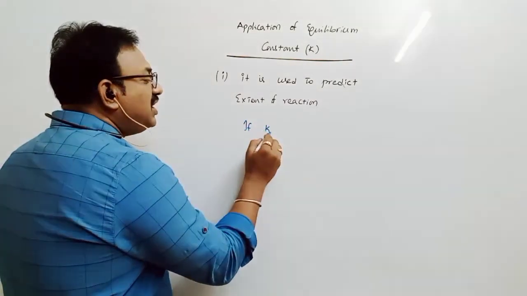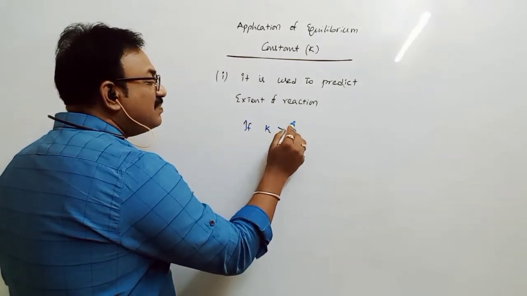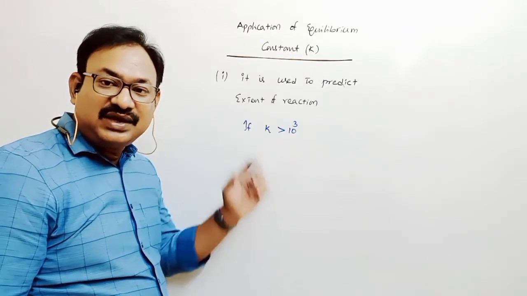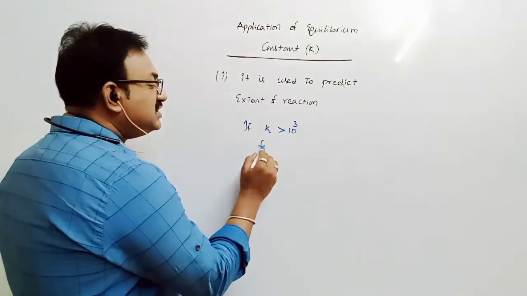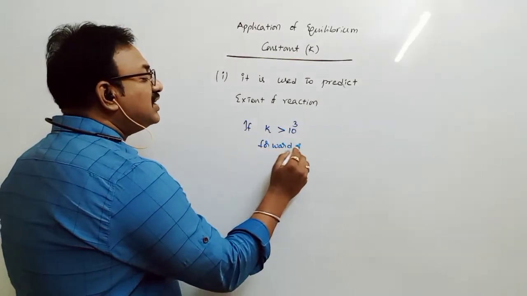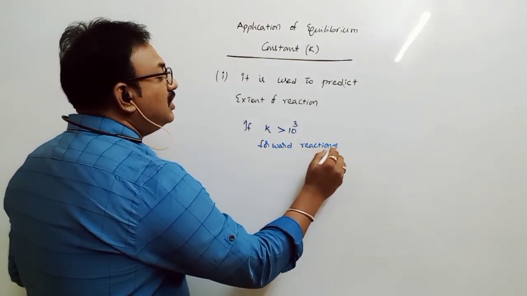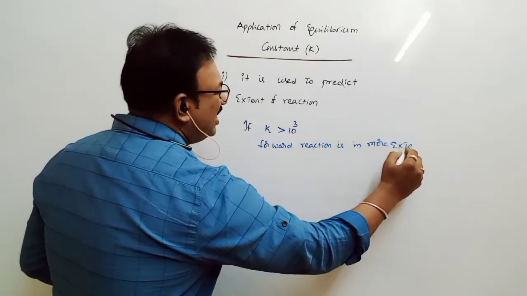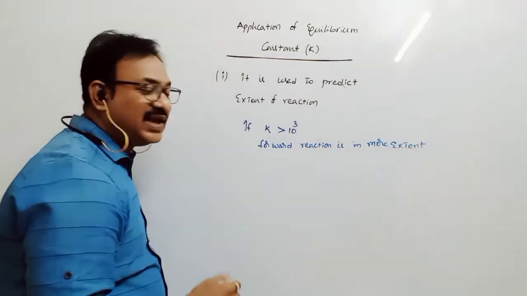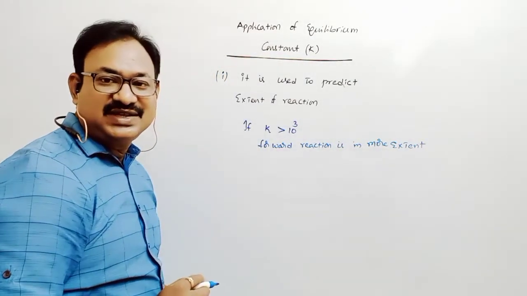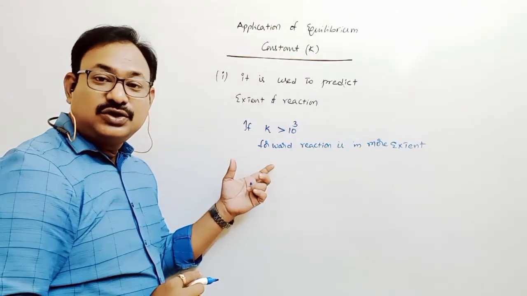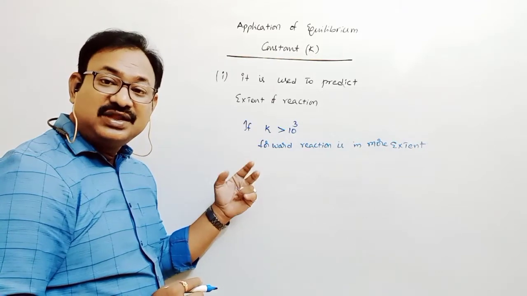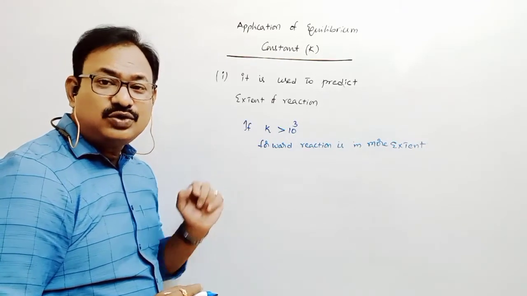Okay. Now, all of you listen carefully. If K, मतलब equilibrium constant, is greater than 10 power 3. If equilibrium constant value K greater than 10 power 3. So, what do you consider here? Forward reaction is in more extent. अब यहाँ पे फॉरवर्ड रिएक्शन इज इन मोर एक्सटेंट, फॉरवर्ड रिएक्शन ज़्यादा होने का चांसेस है. ओके, सो द हाईएस्ट वैल्यू ऑफ K indicates that the process is almost going to completion.